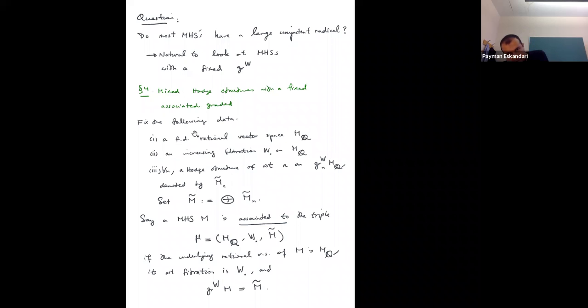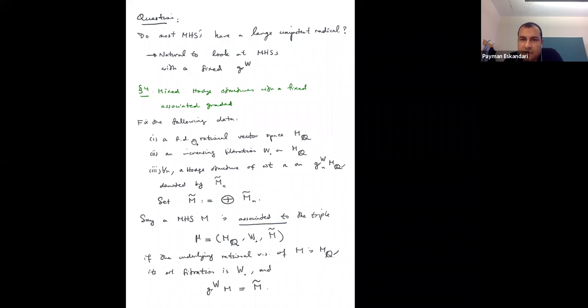So let's fix the following data. You fix a rational vector space. I want to fix the underlying rational vector space, I want to fix the weight filtration on that rational vector space, and I also want to fix the associated graded Hodge structure. And now let the actual mixed Hodge structure vary. That's what we wanted.